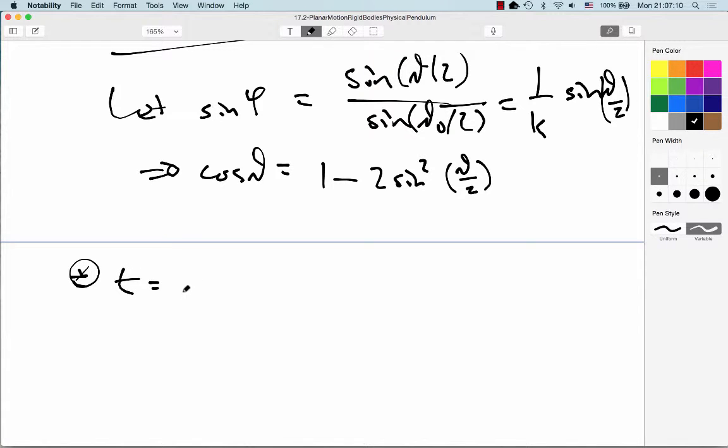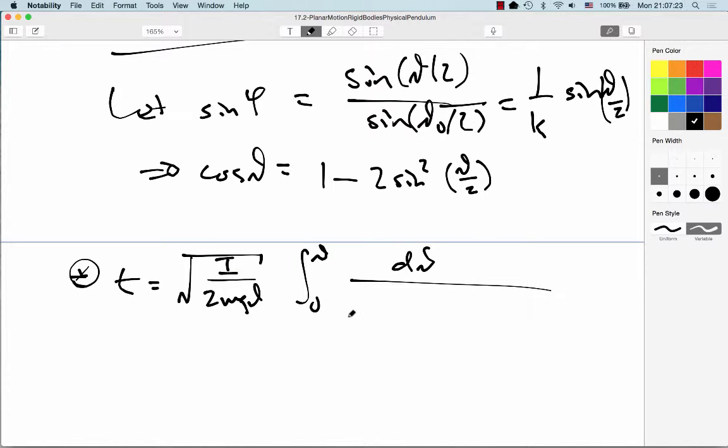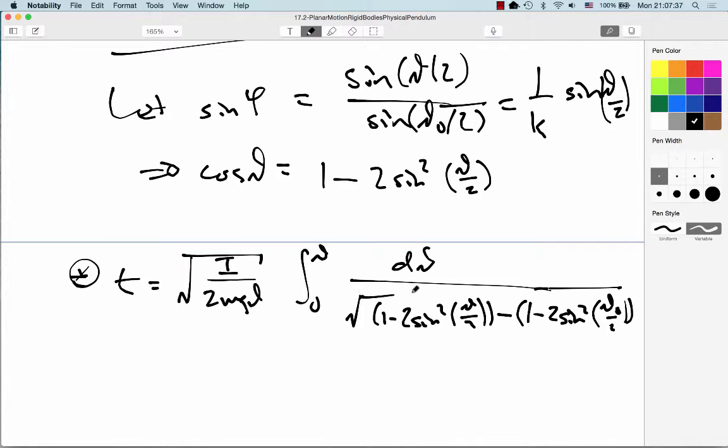And we get t equals root I over 2mgl, integral 0 to theta, d theta over root of 1 minus 2 sine squared theta over 2, minus 1 minus 2 sine squared theta naught over 2. Alright, once again, conveniently, at least the ones cancel. That's something.